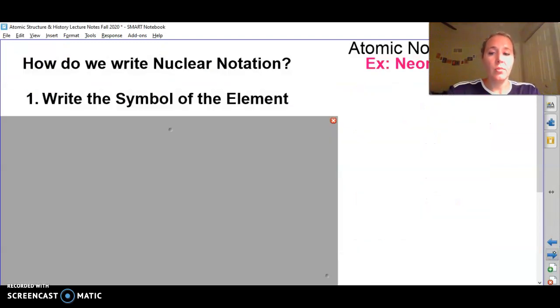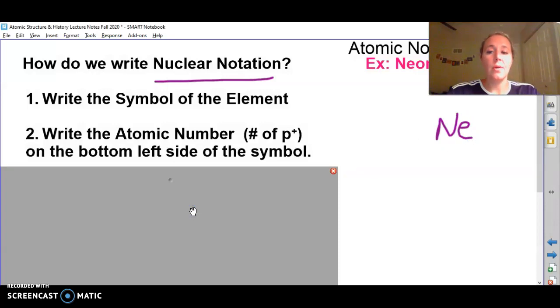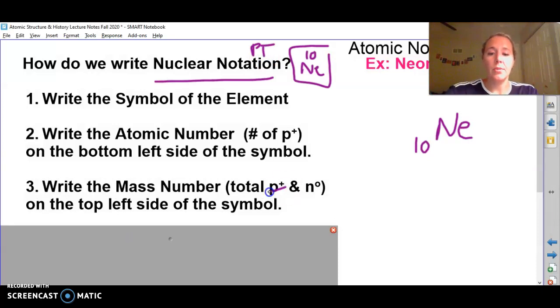So we're going to write nuclear notation. We're going to write the symbol of the element, so Ne. And then we're going to write the atomic number on the bottom left side of the symbol. Neon's atomic number was 10. We're going to write it here. Note that on the periodic table, it's above the symbol, but nuclear notation puts it in the bottom left-hand corner. Then you're going to write the mass number, protons and neutrons, on the top left side of the symbol. And remember, mass number is something that you solve for or it's given.